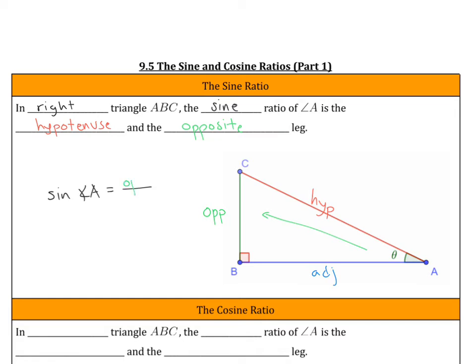the opposite leg divided by the hypotenuse. We can, of course, say sine of theta just because there is a theta written there as well, but it will be the same exact ratio. So sine is going to be opposite divided by hypotenuse. No matter what kind of right triangle you have, we are always going to pick the opposite leg and the hypotenuse.